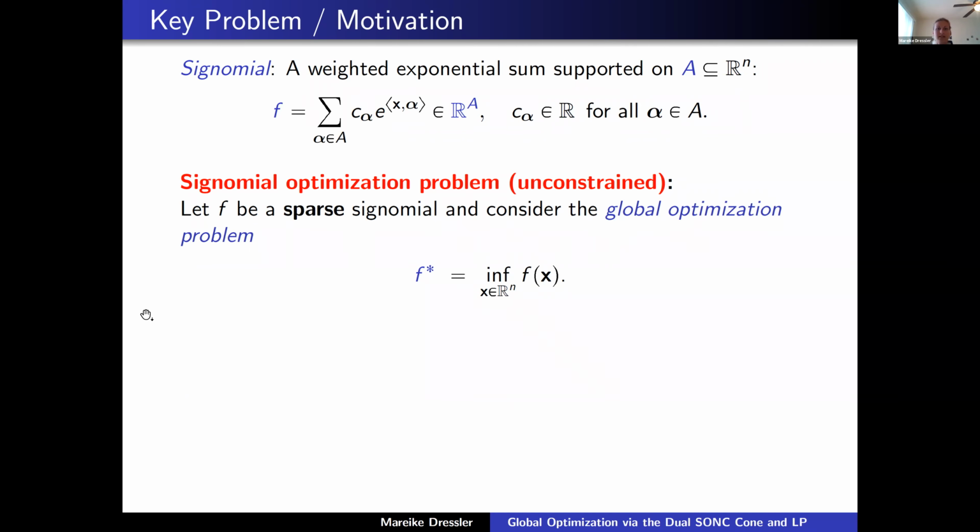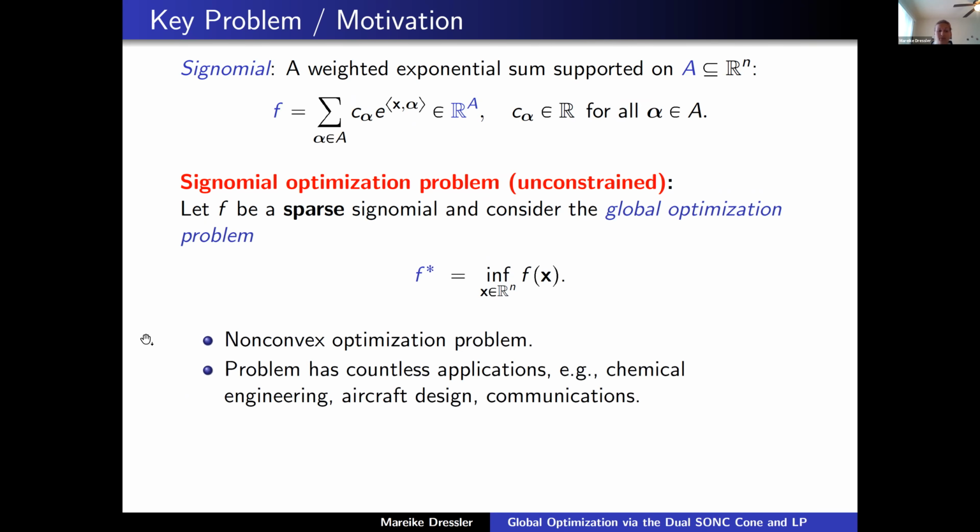And clearly, this is a non-convex optimization problem having lots of applications like in chemical engineering, aircraft design, communications, etc. But since it's a non-convex optimization problem, this is hard to deal with. So we would like to have some good methods to solve those. And the first idea is to maybe use some algebra in order to learn something from this problem. And this brings us to the connection of non-negativity.